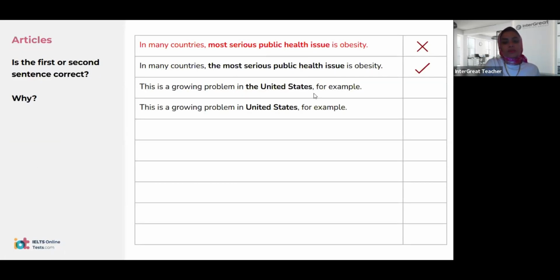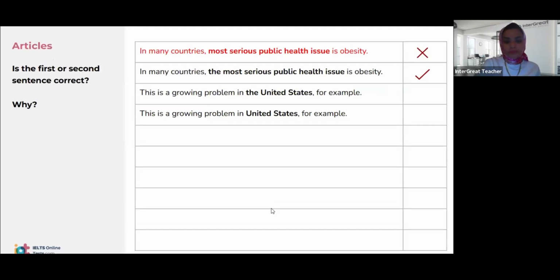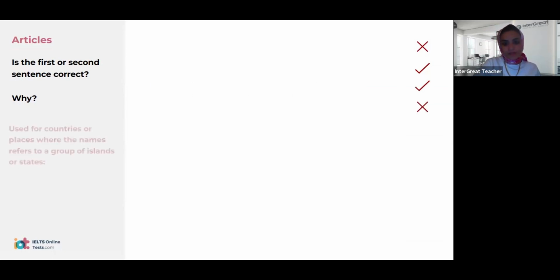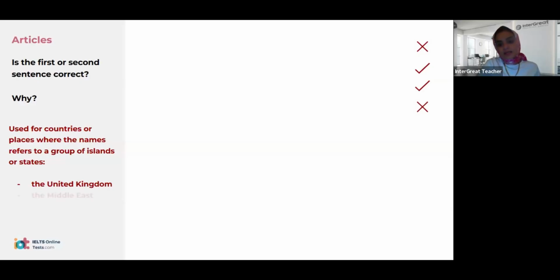Right. Let's have a look at another example. There's a growing number in United States, and in the United States. Which is correct in your opinion? The first. Exactly. Why? Not universal truth. It's because, okay, sorry. Because we don't say just United States, it's the United States, right? Countries like the United Kingdom, the United States. Yeah, the Middle East. So for countries that have a group of islands or states, we use the before, the United Arab Emirates and so on and so forth.